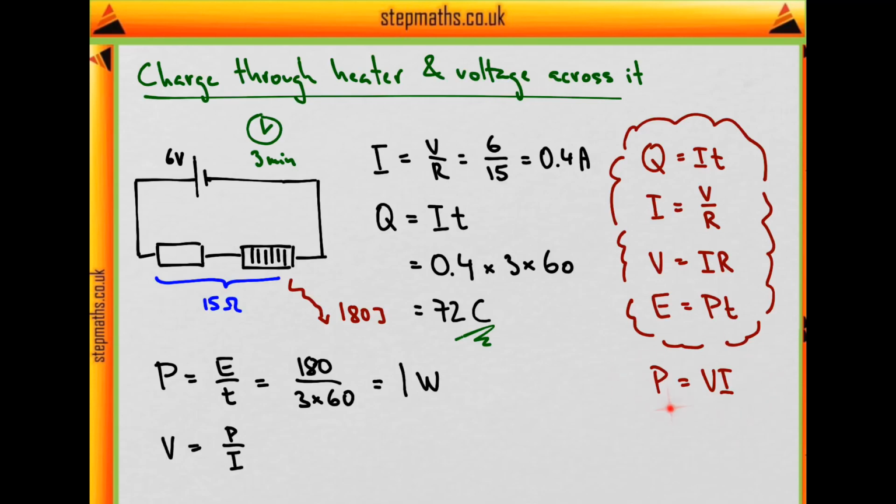And now this formula comes into play. Voltage is power divided by current. We know current and power, so that's 1 divided by 0.4, and that equals 2.5 volts. And that's the second quantity, which you are supposed to find. So 72 coulombs and 2.5 volts, those are our two answers. And in the exam, that was option F.